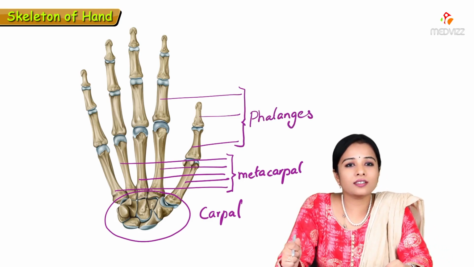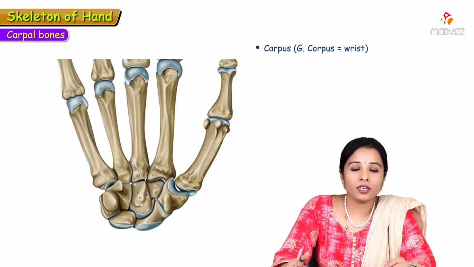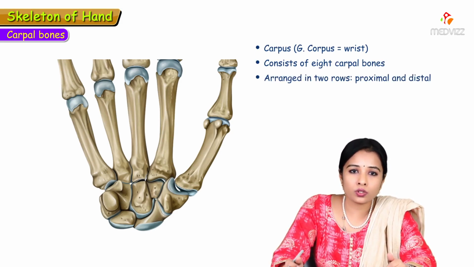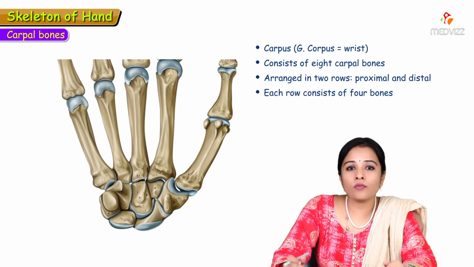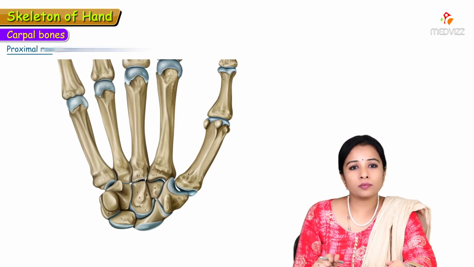So first we shall discuss the carpal bones. Carpus means wrist. It consists of 8 carpal bones which are arranged in 2 rows, proximal row and distal row. Each row consists of 4 bones. First, we shall list out the proximal row.